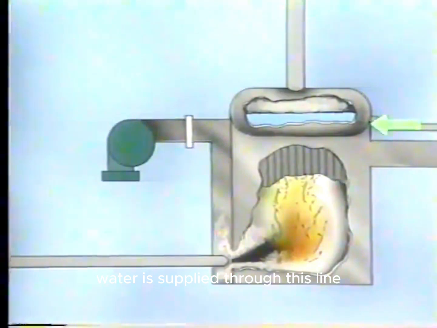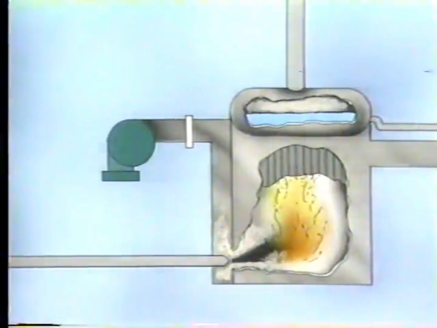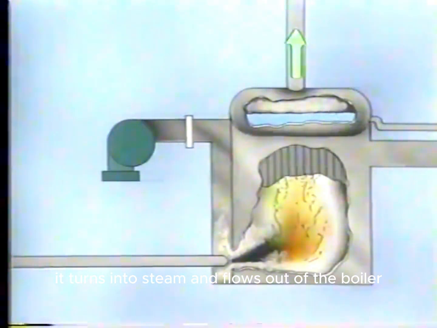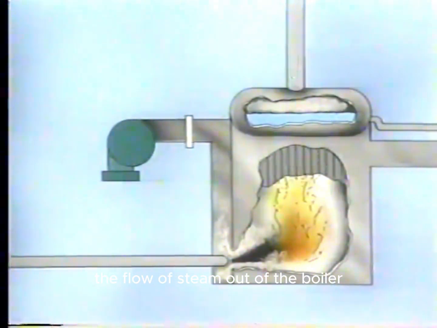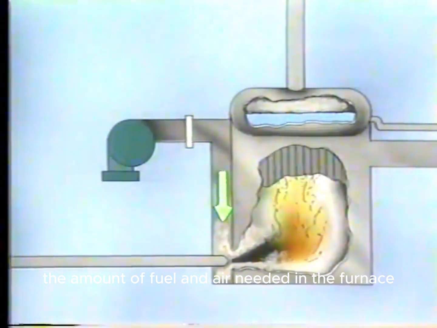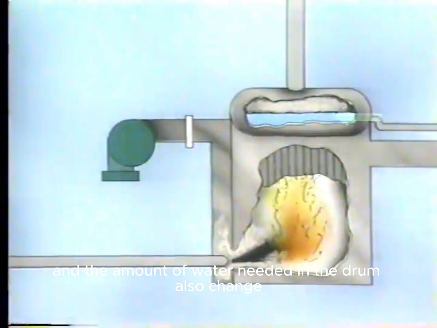Water is supplied through this line to maintain the proper level in the boiler drum. As the water in the drum is heated, it turns into steam and flows out of the boiler through this line. The flow of steam out of the boiler must be able to satisfy the demand for steam in the plant. As the demand for steam changes, the amount of fuel and air needed in the furnace and the amount of water needed in the drum also change.